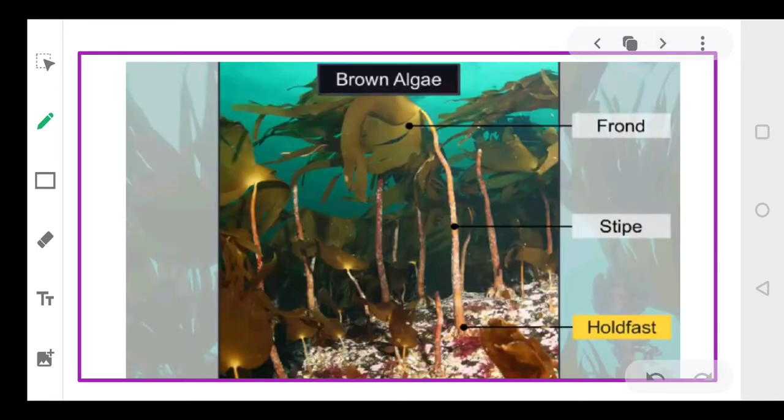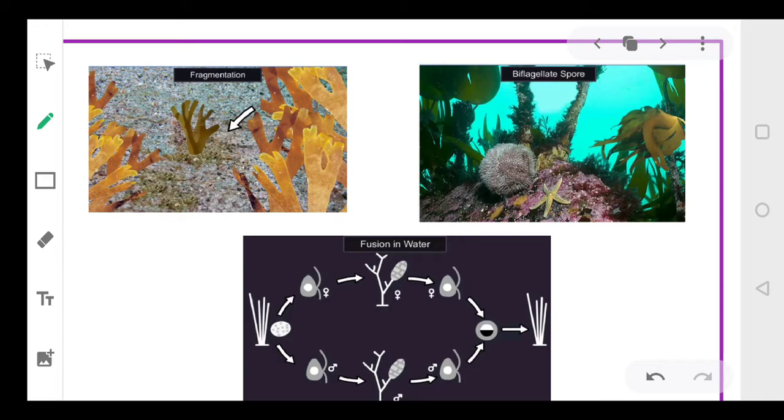Now if you look at the body of the Phaeophyceae, the plant body is usually attached to the substratum by a holdfast. Then it has a stalk-like structure called the stipe, and a leaf-like structure called the frond. So it is connected to the substratum or soil with the help of the holdfast. Then there is a stalk structure called the stipe, and then there is a leafy structure called the frond.